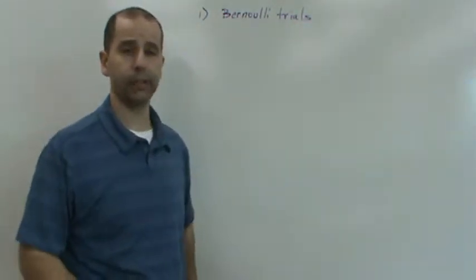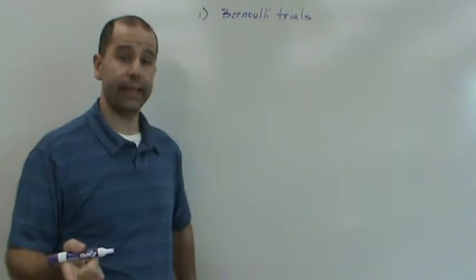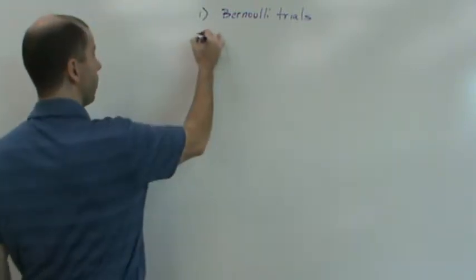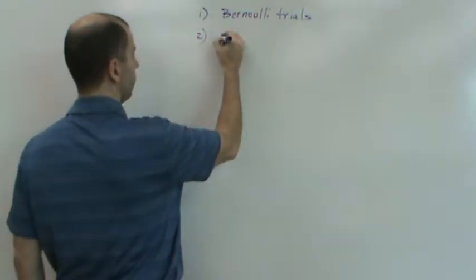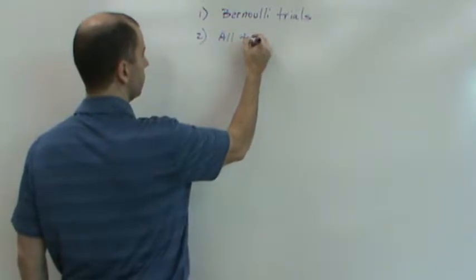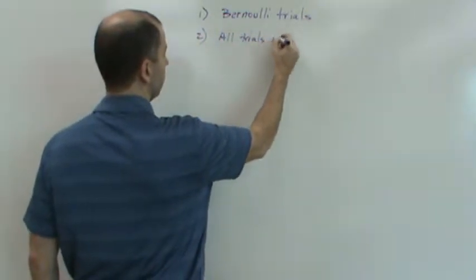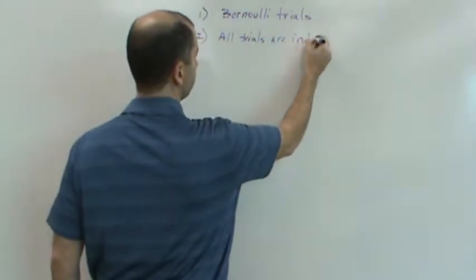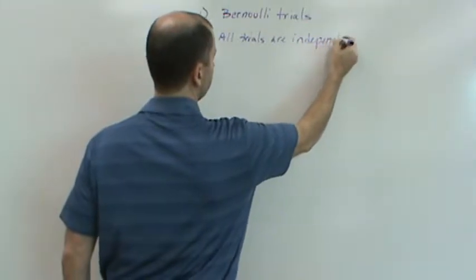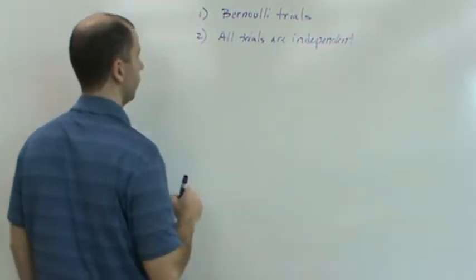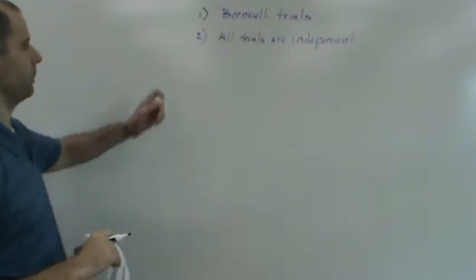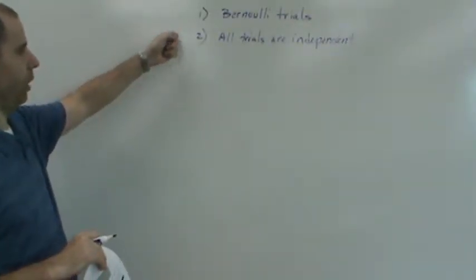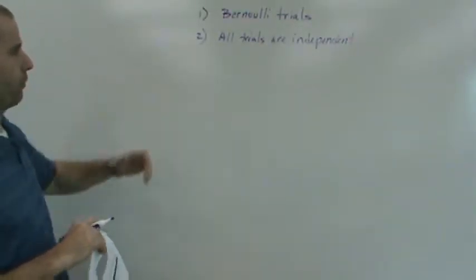So we only have two possible outcomes. The other thing is independent trials. So independence also is here. All trials are independent. Okay. So two possible outcomes for each trial. All trials are independent.